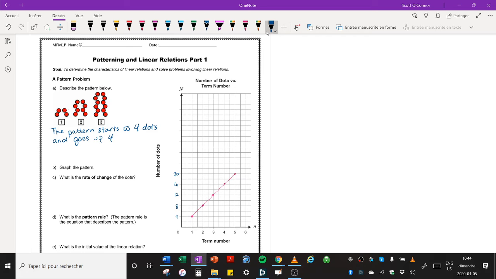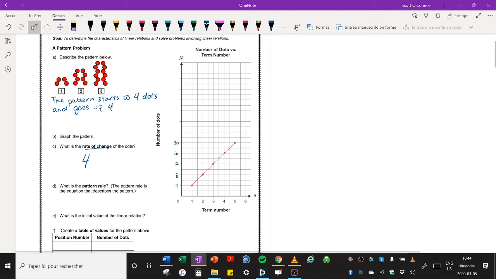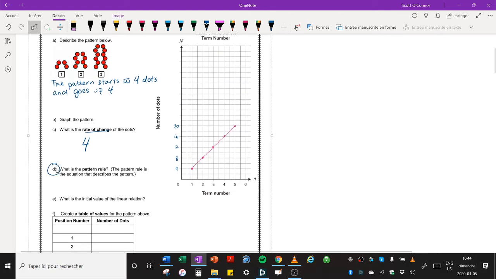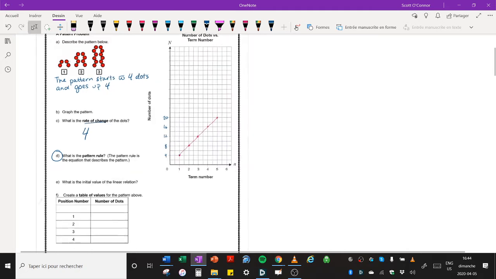Now it says, what is the rate of change of the dots? When it says the rate of change, it means how much did the pattern change by? How many dots did it increase by each time? All right, so it changed by 4, as we just said. So the rate of change is 4. It goes up by 4 each time. Now, what is the pattern rule? And the pattern rule is something actually that we'll come right back to. What I want to look at first is this table of values.